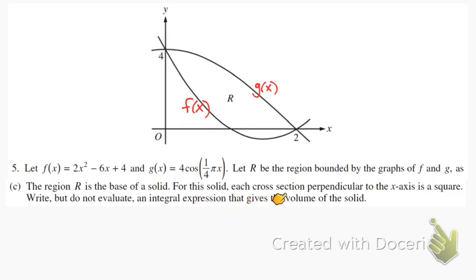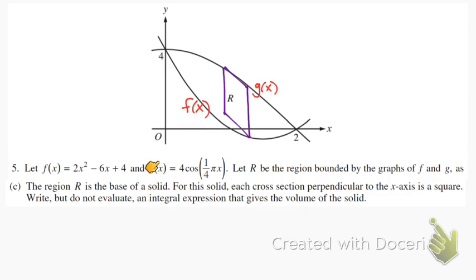each cross section that's perpendicular to the x-axis is a square. So remember, perpendicular to the x-axis means that everything stays in terms of x. And they're squares. So let me draw one of these squares. All right, there's my square. So you can imagine a bunch of little teeny tiny squares all lined up next to each other that form this solid figure. It says, write but do not evaluate an integral expression that gives the volume of the solid.